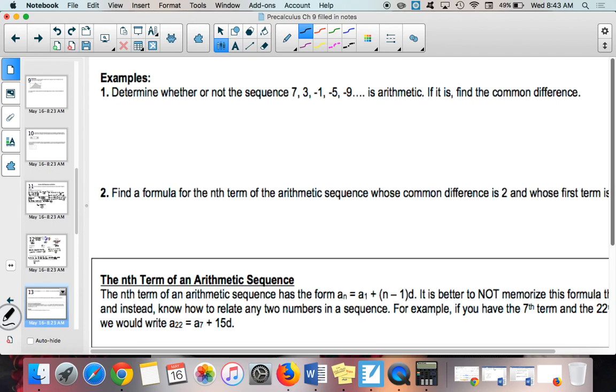So it says determine whether or not the sequence is arithmetic. If it is, find the common difference. So is there this number that we're adding or subtracting every single time? So let's see.